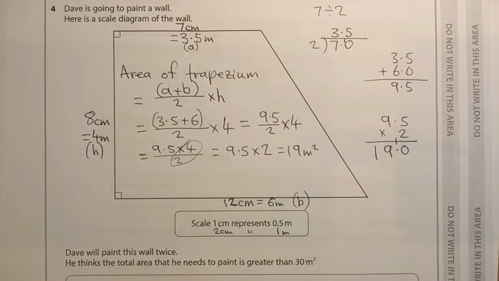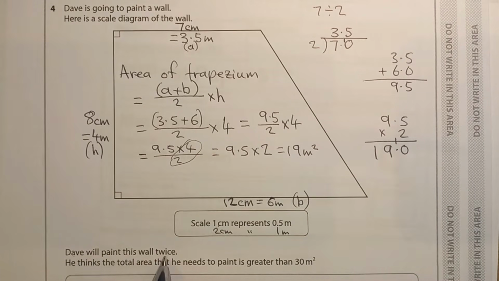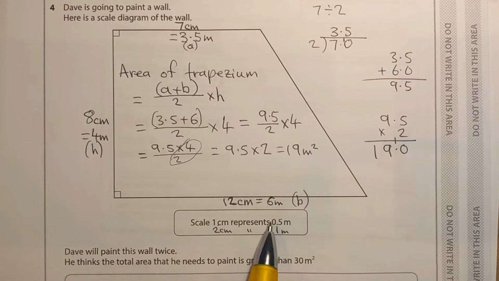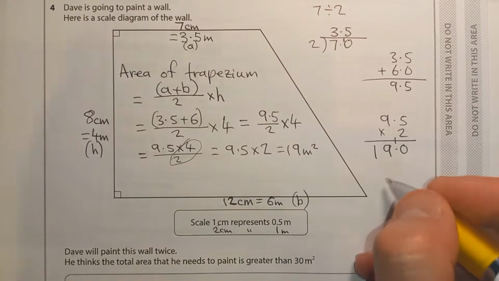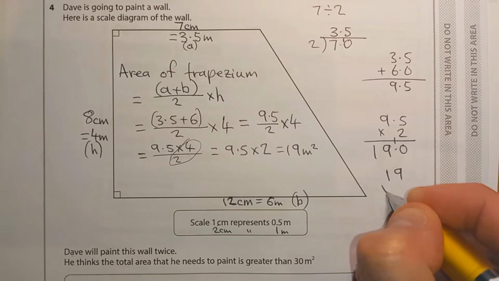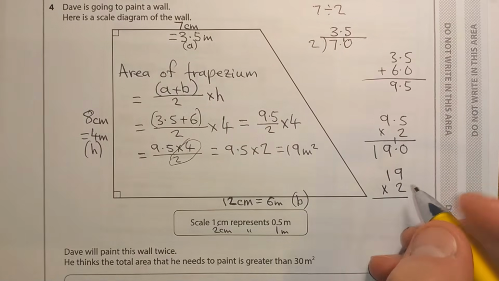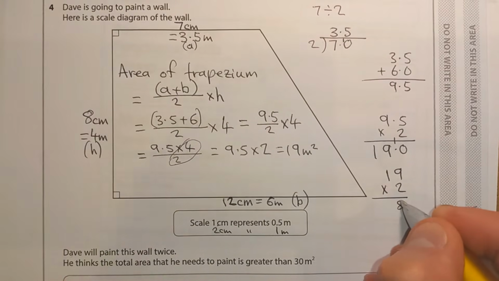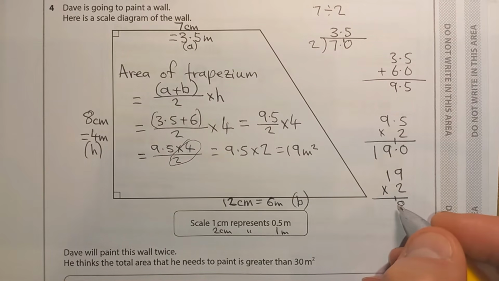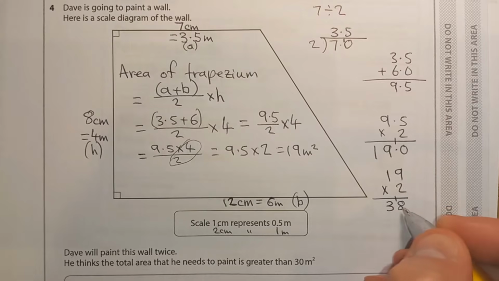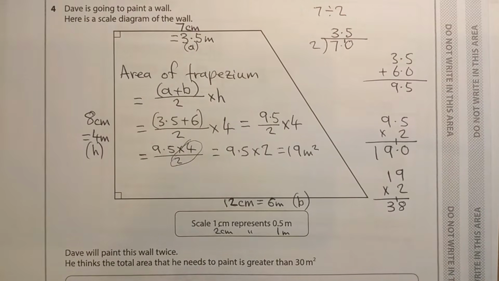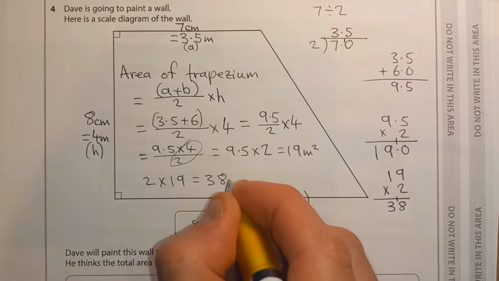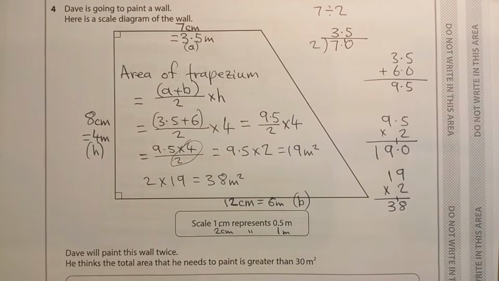Right, now we don't want to stop there, because they said that Dave will paint this wall twice. So 19 metres squared is just the area of the wall. If he's going to paint it twice, we want 19 times 2. 2 times 9, 9, 18. Carry the 1. 2 times 1 is 2. Add 1 is 3. So 2 times 19 is 38 metres squared.